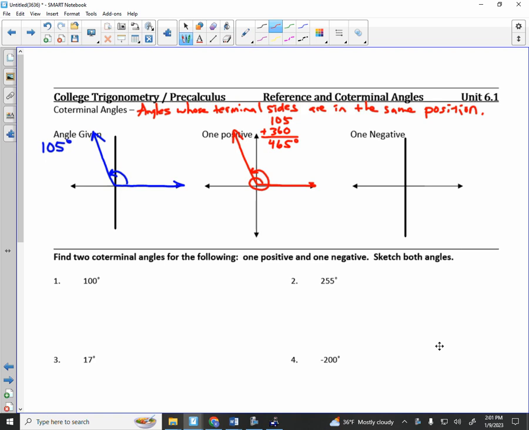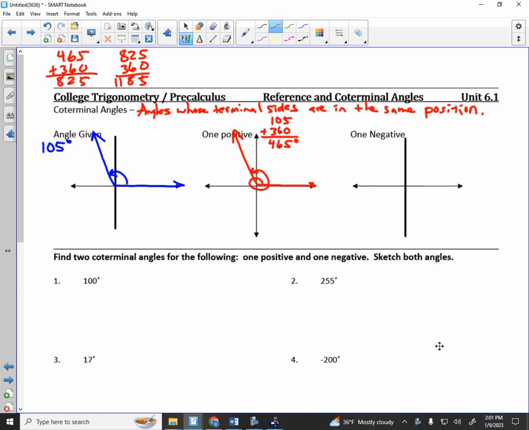In fact, if you wanted to come up with another coterminal angle, what else could you do? You could add another 360, couldn't you? You could take 465 and add another 360. And we get 5, 2, carry the 1. I get 825. And you could come up with another one. You could add another 360 to it, and you could get 1,185 degrees. Does everybody agree that you could get an infinite number of coterminal angles?